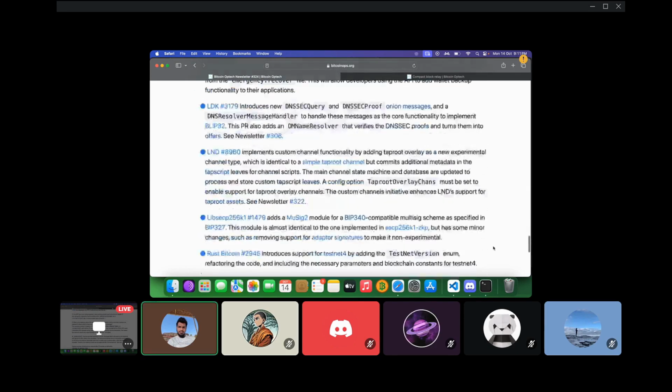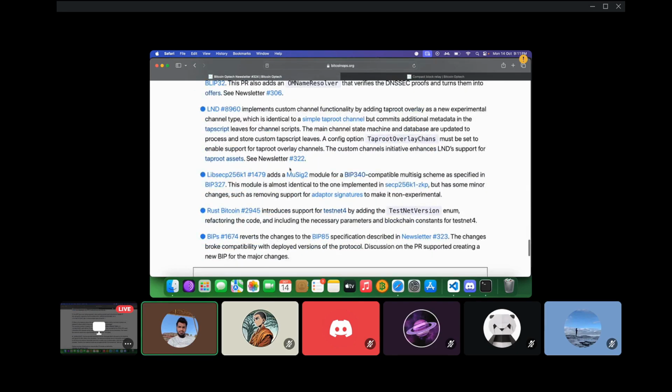Just one thing I wanted to discuss or say is that testnet 4 is now available for Bitcoin Rust. We've talked in detail about testnet 4. It has been activated on Bitcoin Core 28.0. It's also available now for Bitcoin Rust. That is all from my end.